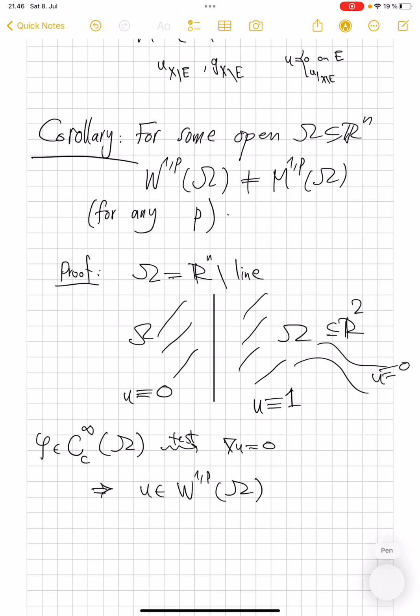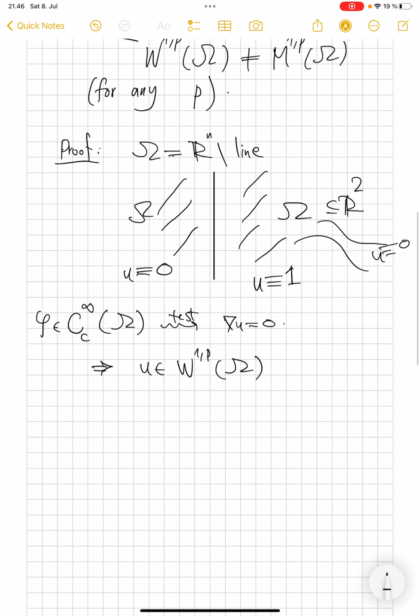Even there is a class of functions where you only care about integrability of the derivative. So anyway, this belongs to W1P, but u has no extension to a function on W1P of all of Rn.